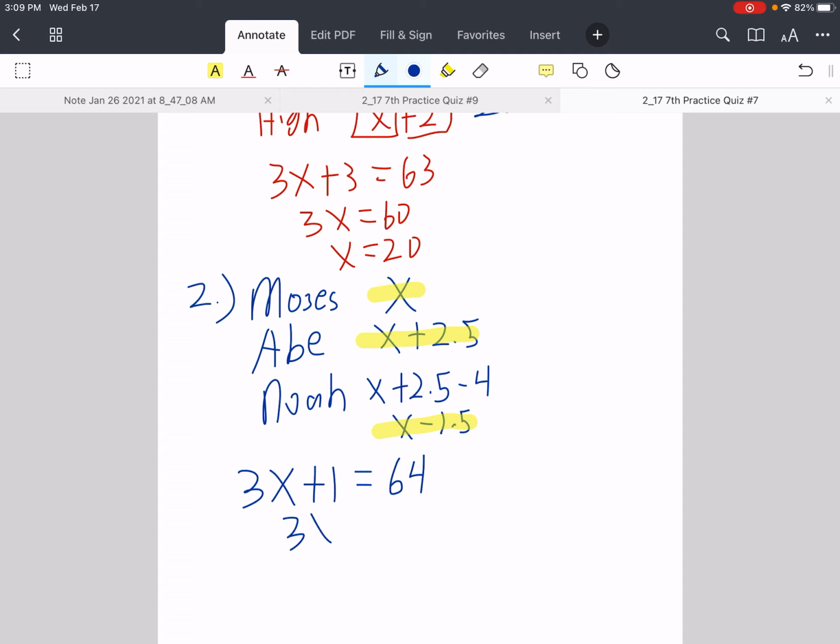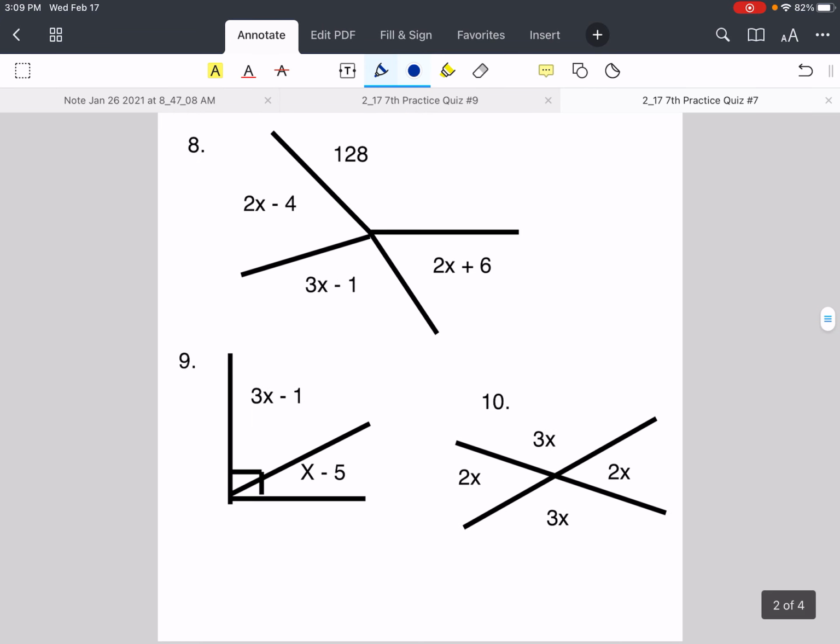Subtract 1 from both sides, you get 3x equals 63. Divide both sides by 3, x equals 21. So Moses has 21. Abraham has 21 plus $2.50, which is $23.50. Noah has 21 minus 1.5, which is $19.50. If you add those all up, you do get a total of $64. All right, number 3.